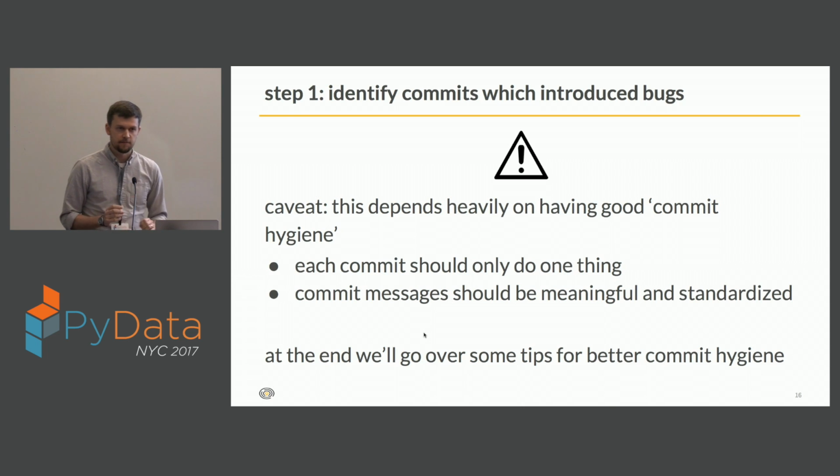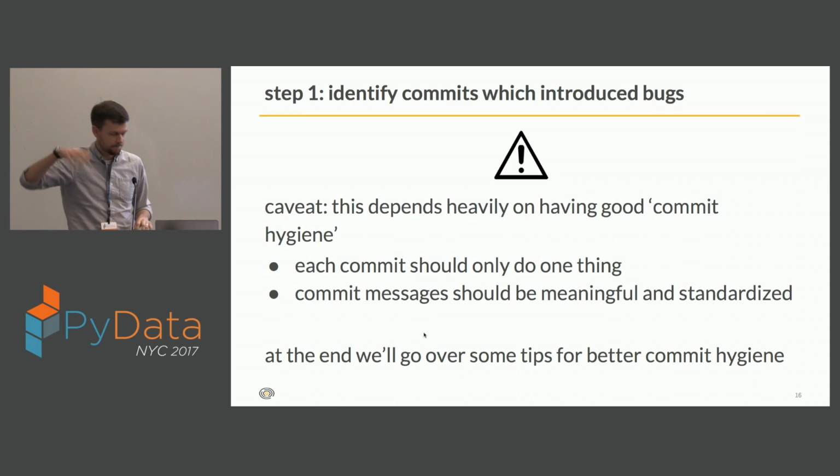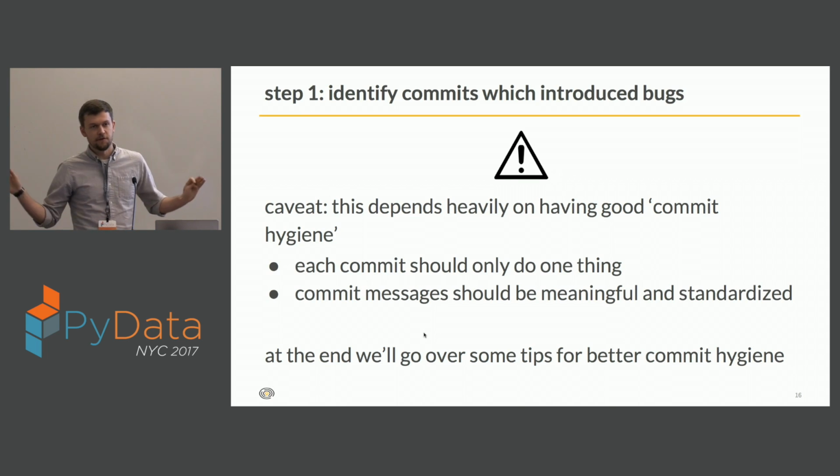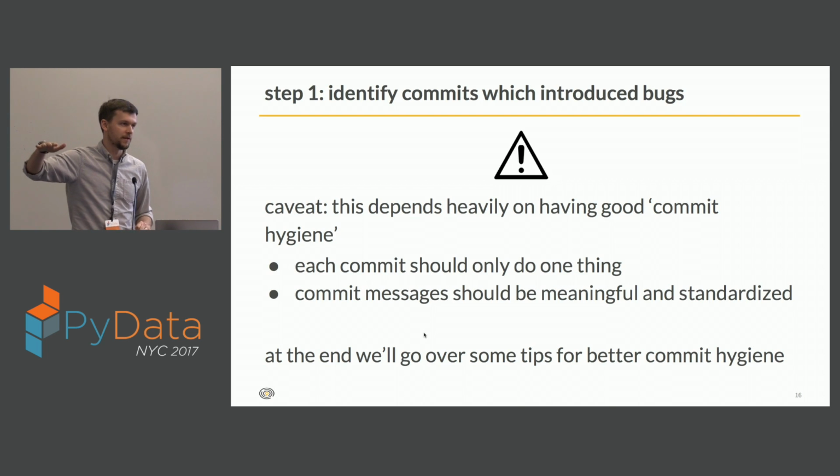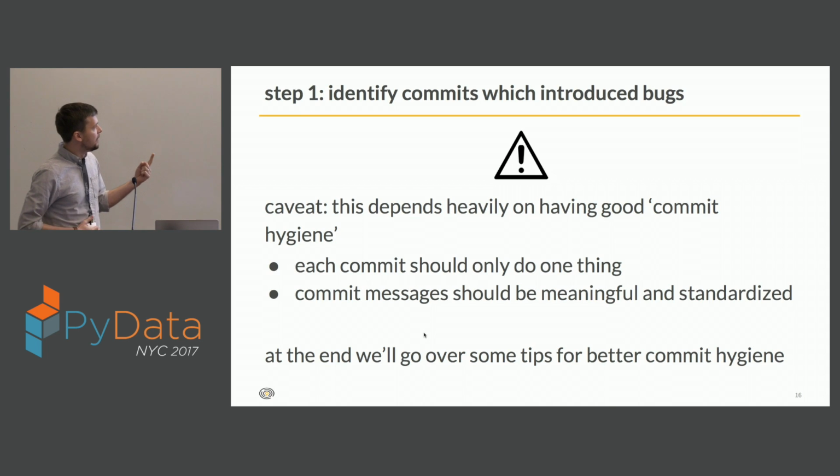If my bug fix commit fixes that bug, but also changes a couple things over here and tidies up some docstrings that I noticed were bad while I was doing this, then this is going to throw off this whole approach, because all of those other changes will get treated as part of the bug and incorrectly labeled as a bug fix. So number one, every commit should really only be doing one thing.